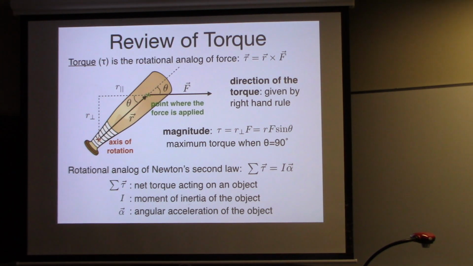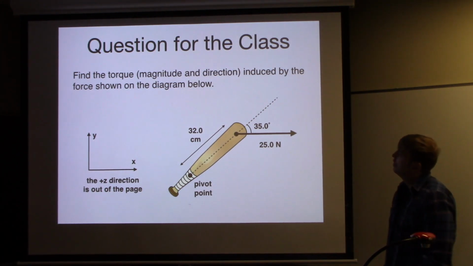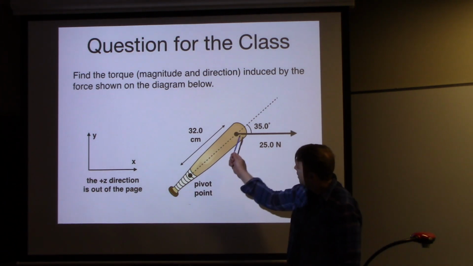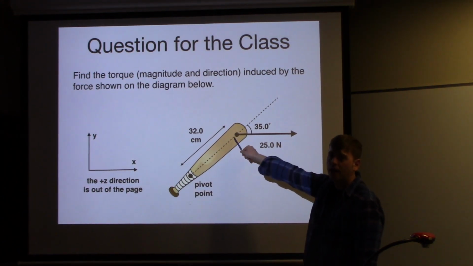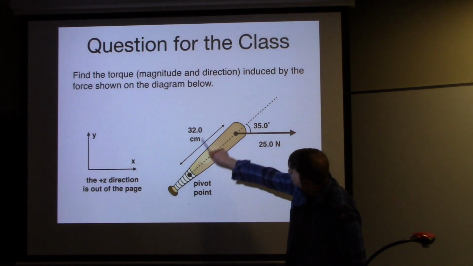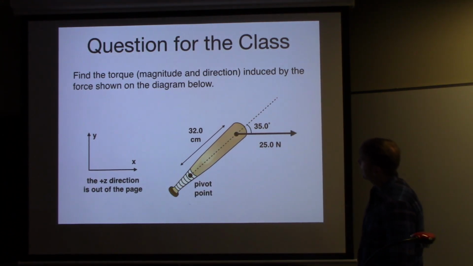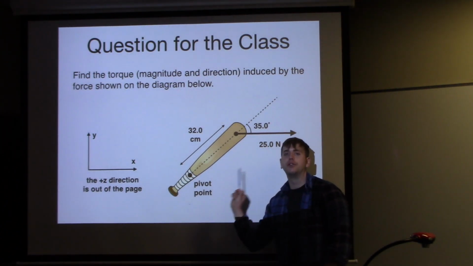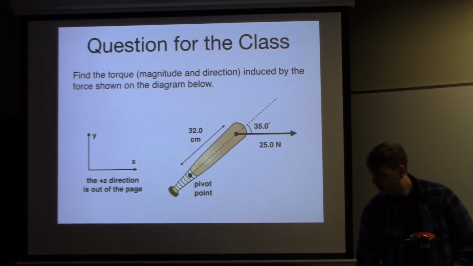I know I glossed over some of the details. So just so we get a little more practice, we have to know how to calculate a torque. Let's think about this situation, where we have a bat connected to a pivot point right here, and then we apply a force to the bat right here at a distance of 32 centimeters from the pivot point at an angle of 35 degrees. The force is going to be 25 newtons. Find the magnitude and the direction of the torque acting on the bat. Just pause the video, try to work it out, and then we'll come right back to it.